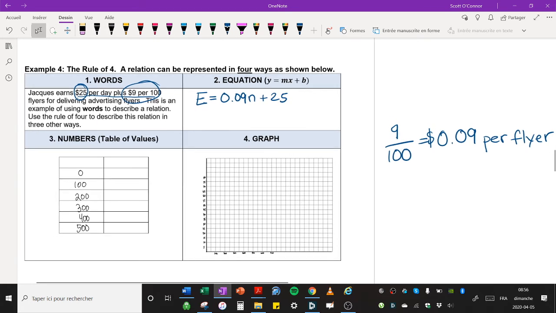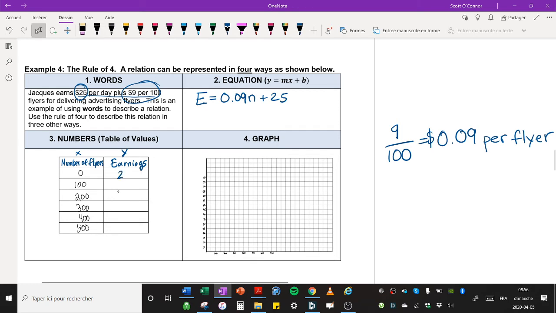Now, when we do the table of values, we're going to have the independent variable, an x value here, and a y value here, a dependent variable here. So this x represents the number of flyers, and the y represents the earnings. Okay, and I made it go up by 100 so that the values would be a lot easier to work with. So if we're filling in this table of values, think how much does Jacques get paid for delivering 0 flyers? He just showed up at work.